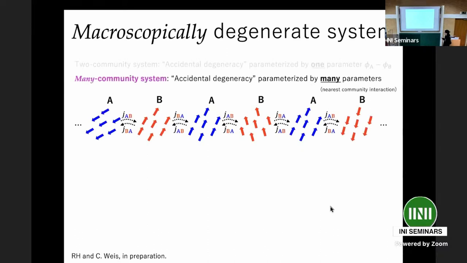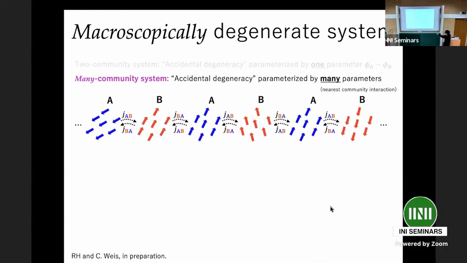So what I'm going to consider is a system that has these arrays of groups. It's a little confusing, but this accidental degeneracy is now formed by many parameters. Each A and B consists of many particles, many spins, and these are all connected within the group. This A group is assumed to have non-reciprocal interaction with this B group, all connected. But this A group does not have connection to this group. Okay, so this is some artificial model that I constructed.